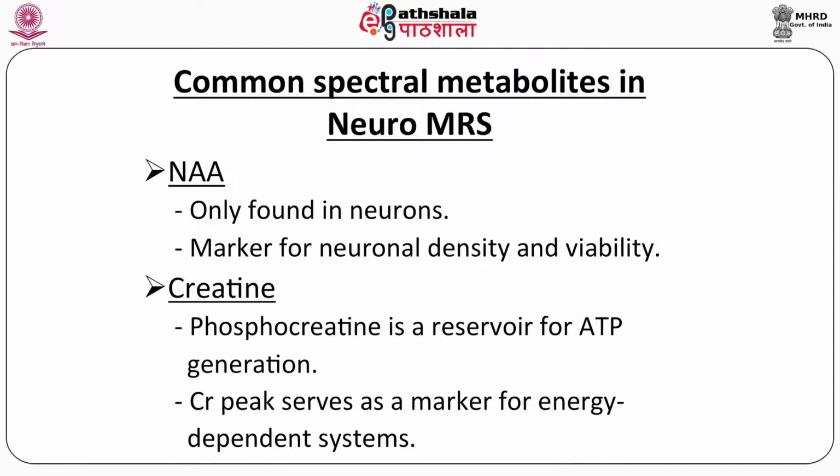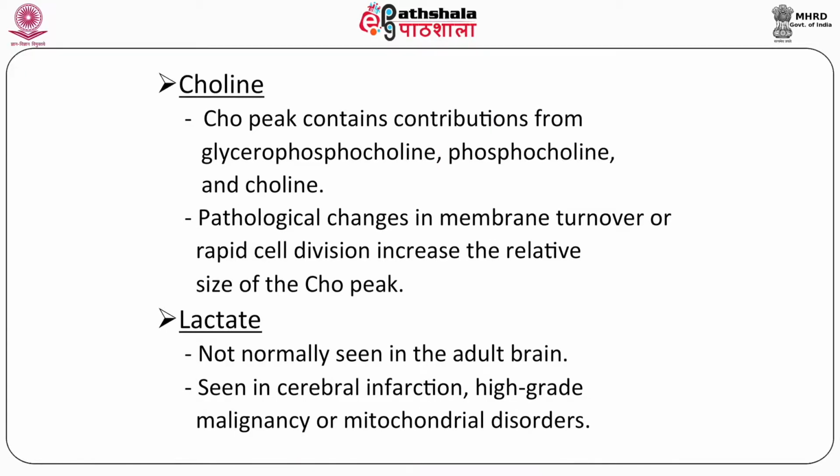NAA is only found in neurons and is a marker for neuronal density and viability. Phosphocreatine acts as a reservoir for the generation of ATP, which means that creatine peaks serve as a marker for energy dependent systems. The choline peak consists of contributions from glycerophosphocholines, phosphocholines and choline. Pathological changes in the membrane turnover or rapid cell division increase the relative size of the choline peak.